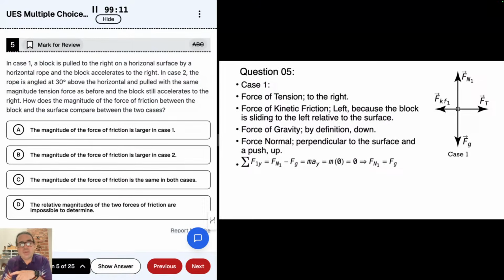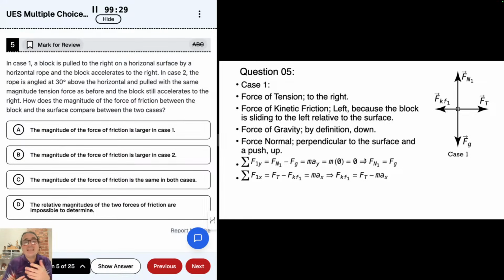In the y direction, we get force normal 1 minus force of gravity equals mass times acceleration in the y direction. The acceleration in the y direction is 0 because it's not moving in the y direction. Therefore, we get the force normal 1 is equal to the force of gravity. So we have determined that force normal 1 equals in magnitude the force of gravity.